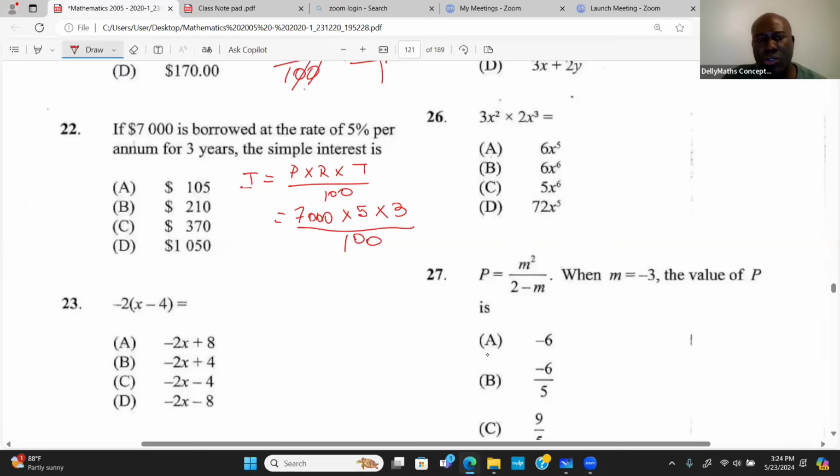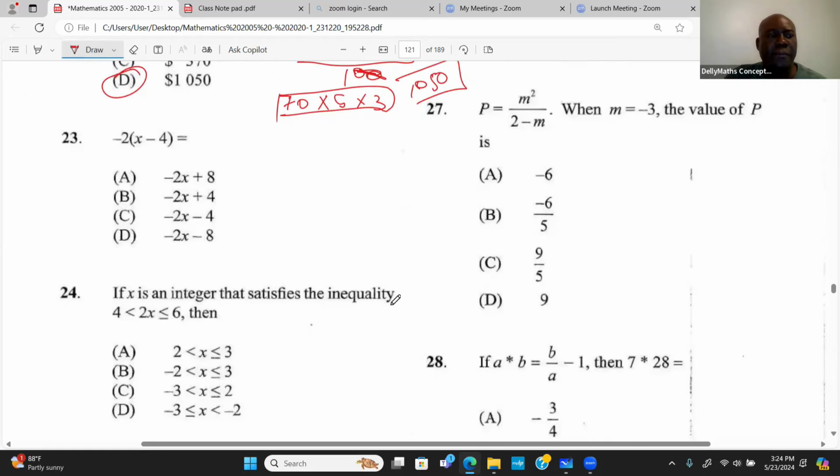Let's do the canceling. The two zeros from the 100 can cancel two from that. So basically, we're at 70 times 5 times 3. So that's 15 times 70, and we are at about 1,050. So we want to put these little workings together as quickly as we can as we go. All right, so the answer is 1,050.